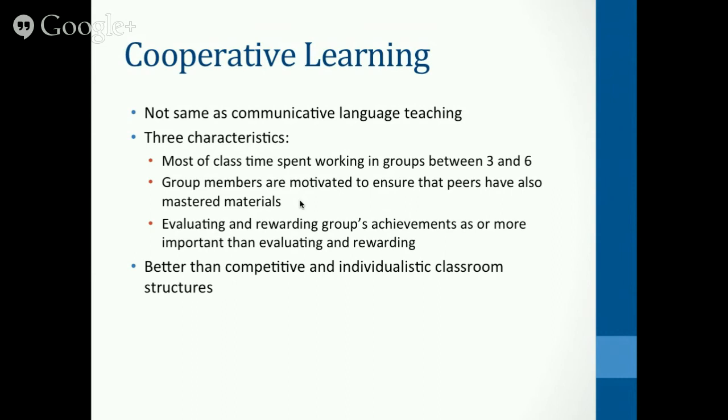So, three characteristics of this type of learning. Most of the class time is spent working in groups of 3 to 6. Group members are motivated to ensure that peers have also mastered the materials. It's not enough for a member of the group to individually feel like they have mastered the materials, but they feel like they have to make it so their group members have also learned. So in this way you have students who are teaching each other.